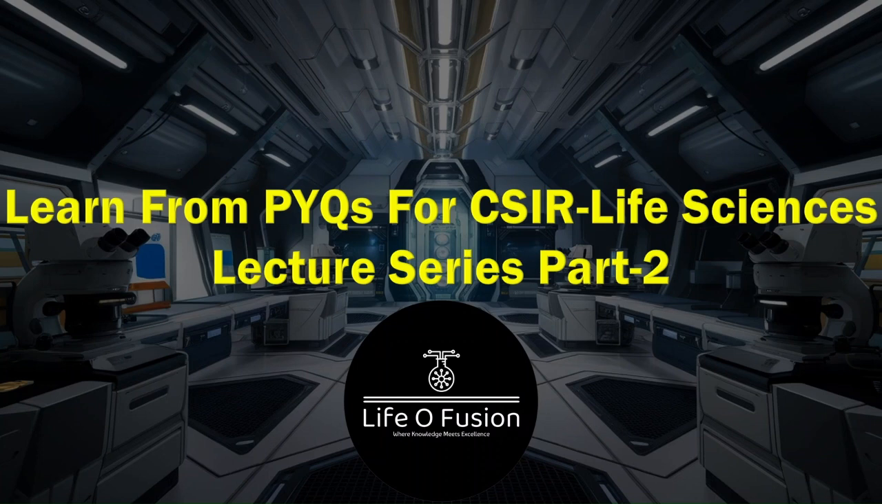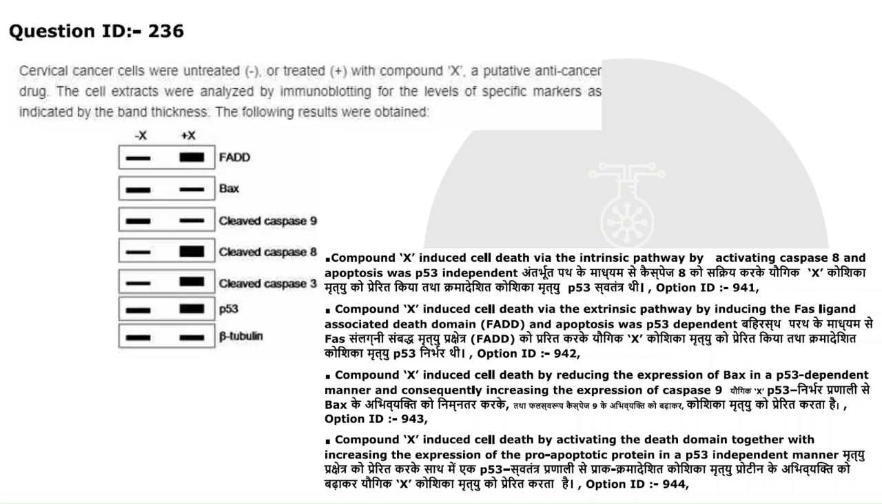Let's go into our first question. The question says that cervical cancer cells are treated with or without a compound. Treated means a plus symbol, and untreated means a negative symbol. The compound is compound X, a putative anti-cancer drug. These are the most important points to focus on. Don't get confused with cervical cancer. We have to focus only on cancer.